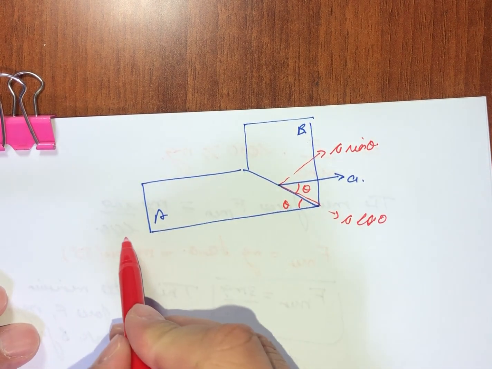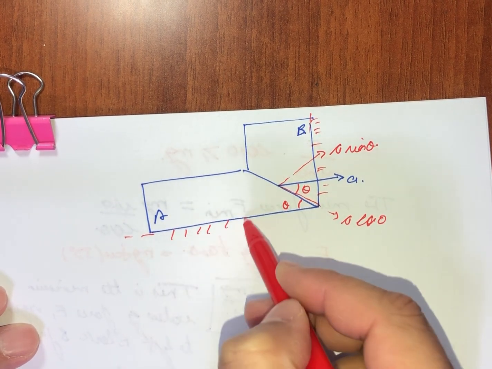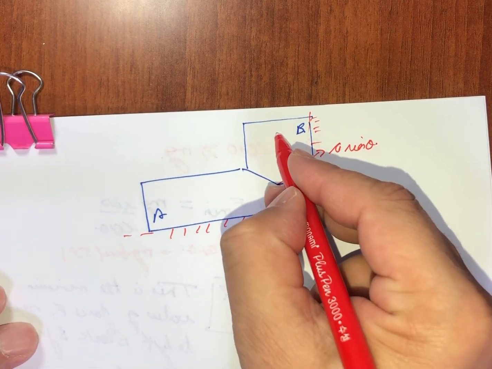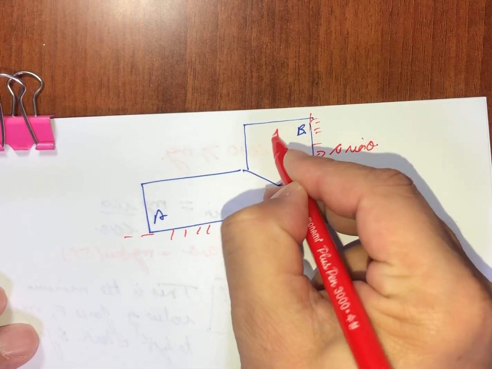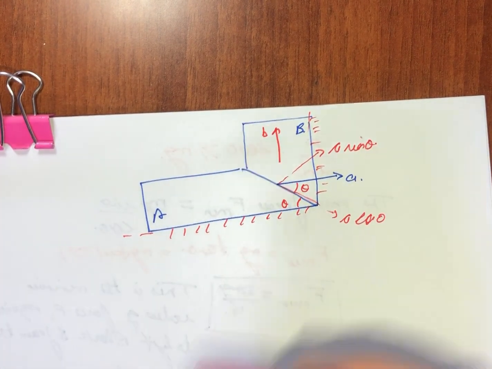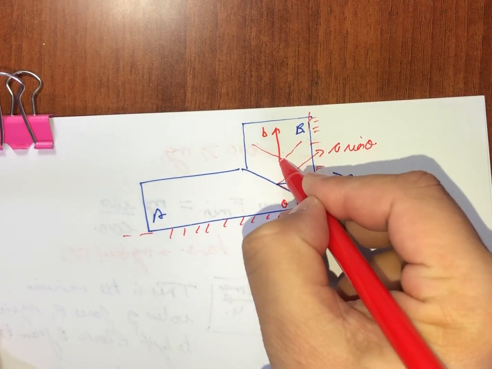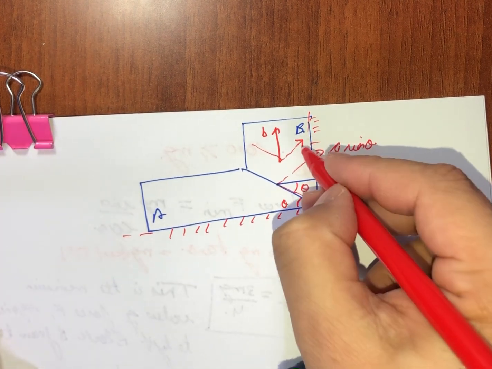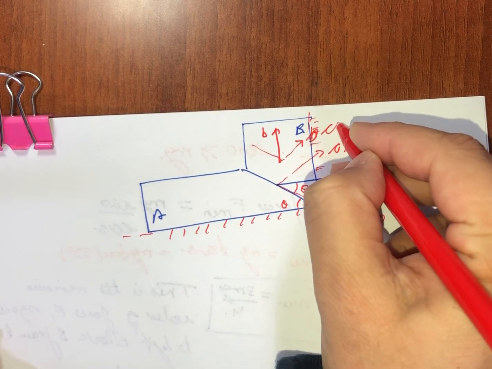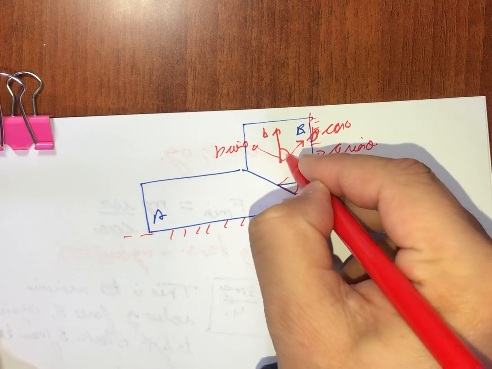This comes as A cos theta, and this will be A sine theta. And this is the wall. So because of this wall, the block B will try to move in upward direction, and let us suppose its acceleration is B. Now once again, we can divide this acceleration also into two components: B cos theta, and this will be B sine theta. This angle will be theta.